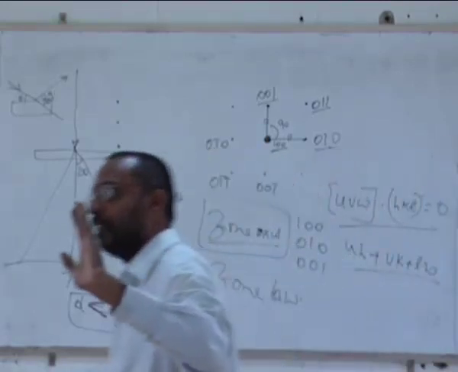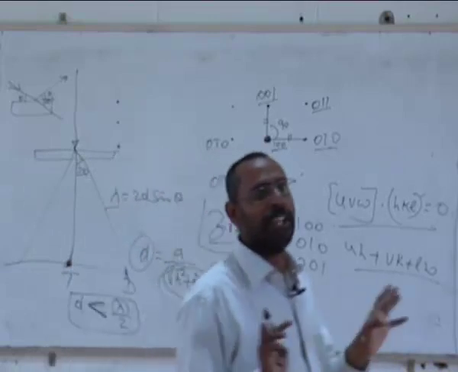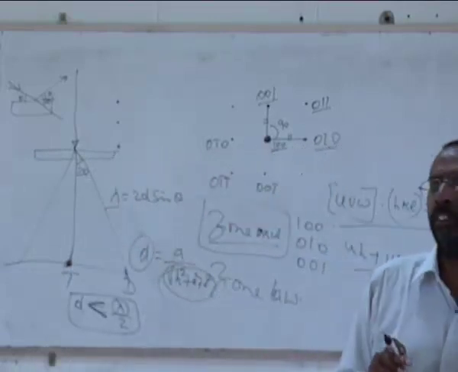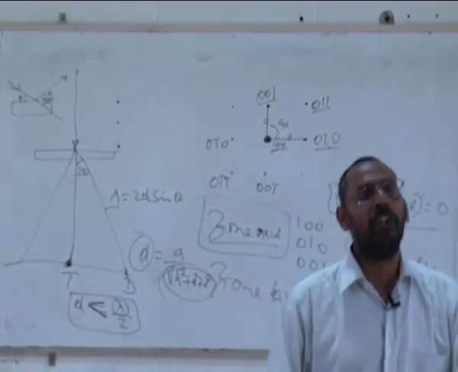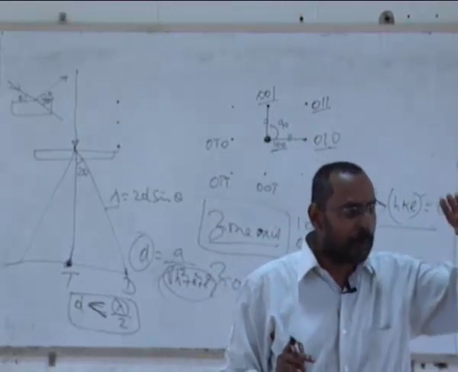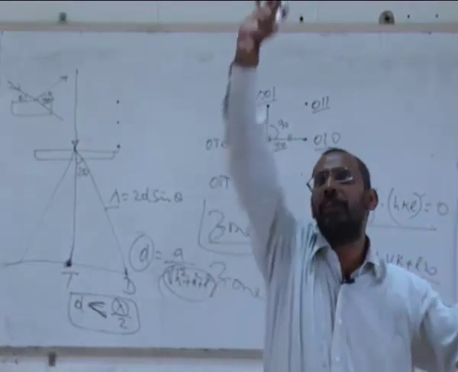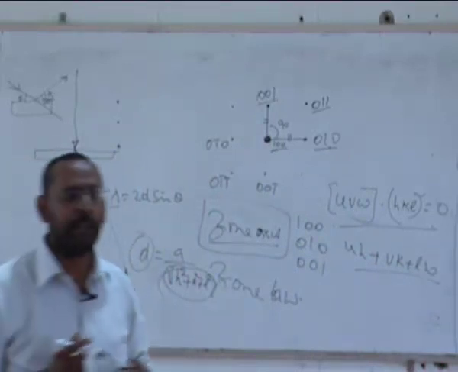But there are problems. In some cases, you may see that you have an FCC material, but the first peak, which is supposed to be the 111 peak, does not appear in the diffraction pattern at all. But you see a 200 peak. Or it may so happen sometimes that the 111 peak is very small, but the 200 peak is very big. Can you guess and tell me when this can happen?